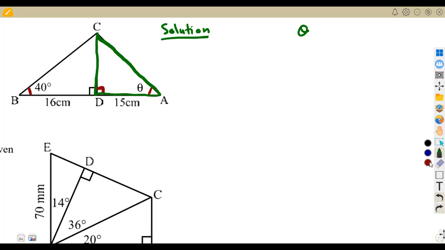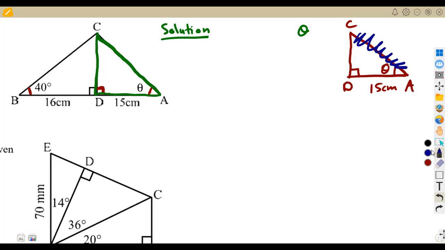So let me just extract this triangle aside. If you focus, because you want to calculate theta, this is C, this is D, this is A. I'm given a right angle triangle, this side is 15 centimeters, and this is my theta here. There's nothing that we can do unless we've got another side. So either we calculate AC or we calculate CD. It is easier to calculate the side CD because it's also part of the triangle on this side. As you can see, these two triangles share the same CD.